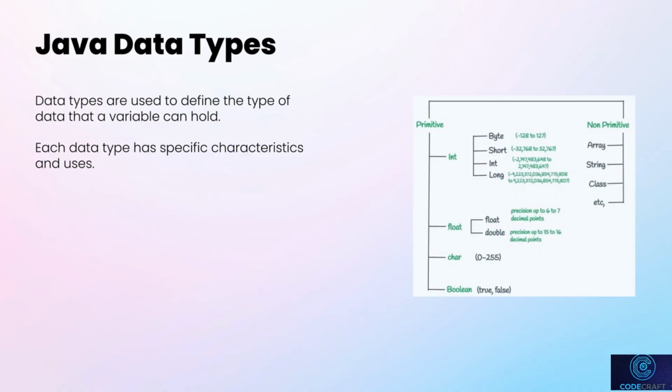Byte. This data type stores whole numbers from -128 to 127. It's used when memory is a concern and you need to store small numbers. The short. This data type stores whole numbers from this number to this number. It's used when you need a larger range than byte.